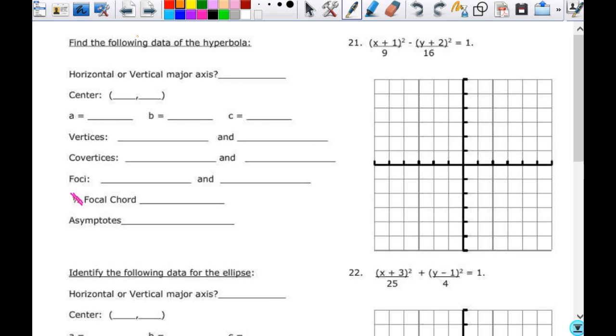So I'm going to find the following data for the hyperbola and graph it. Okay, so it told me it was a hyperbola. If it doesn't tell you that, then you should still know by the equation. So whether or not it is a horizontal or vertical major axis, it's really not the major axis for a hyperbola, it would be the transverse axis. So since the x term comes first, that means it is horizontal.